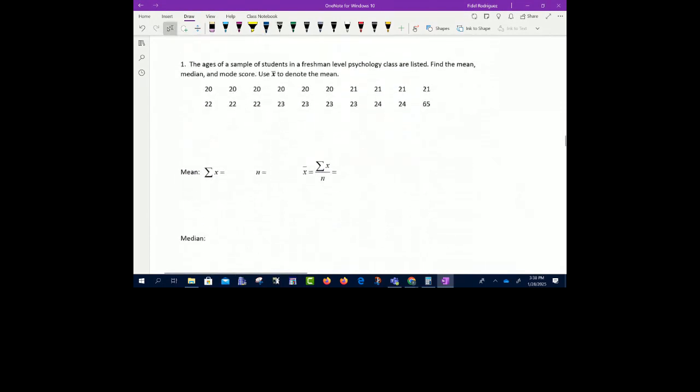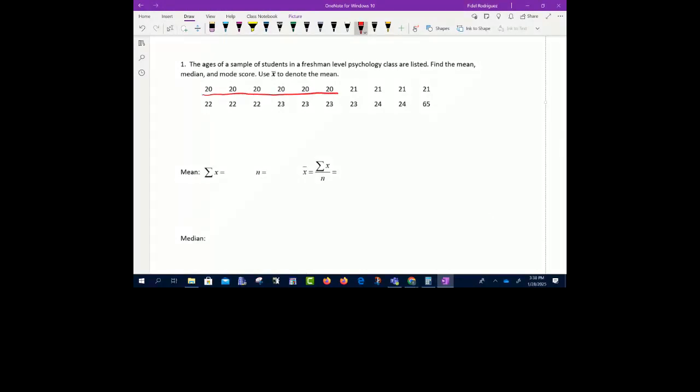So let's take a look here. Let's see if we can figure out a couple of things. It says the ages of a sample of students in a freshman level psychology class are listed. Find the mean, the median, and the mode score. Okay, so y'all, we're going to find the mean. The way we find the mean, we're going to add up all the numbers. But y'all, we're going to do this smart. The numbers are already listed for me, y'all, in order from smallest to biggest.